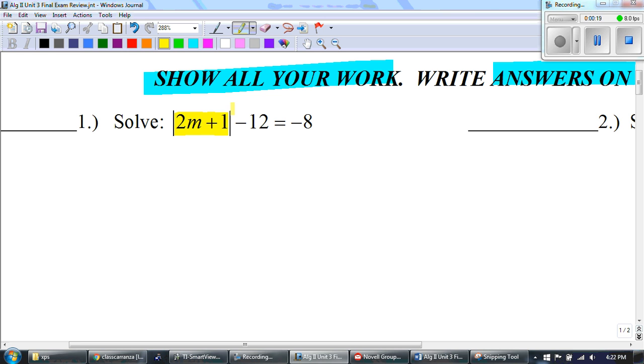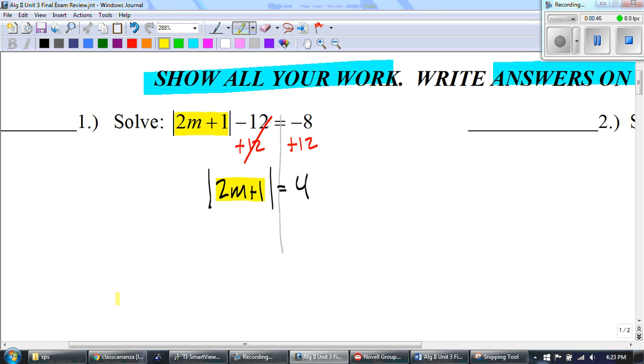Absolute value. That's right, we're doing this again. Before I can tell how many solutions it has, I have to get the absolute value by itself. So I'm going to follow the rules of SADMAP. I'm going to add 12 to both sides. I get the absolute value of 2m plus 1 equals negative 8 plus 12, which is 4.